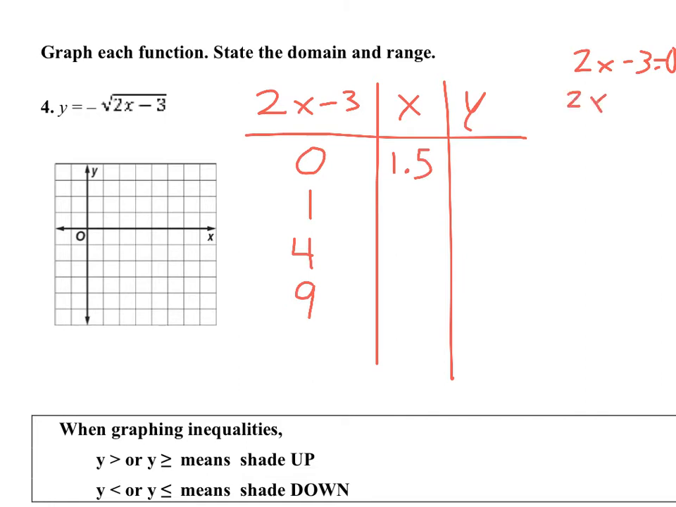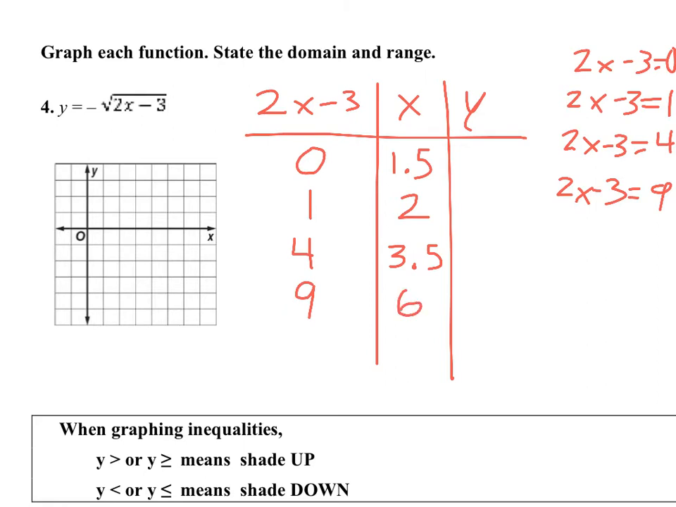What would make 2x minus 3 equal 1? Again, you'd have to add 3. You would get 2x equals 4. Then divide by 2, and you would get x equals 2. Then we have to figure out what would make 2x minus 3 equal 4. Add 3 to the 4, you get 7. 7 divided by 2 is 3.5. If we wanted 2x minus 3 to equal 9, x would need to be 6.